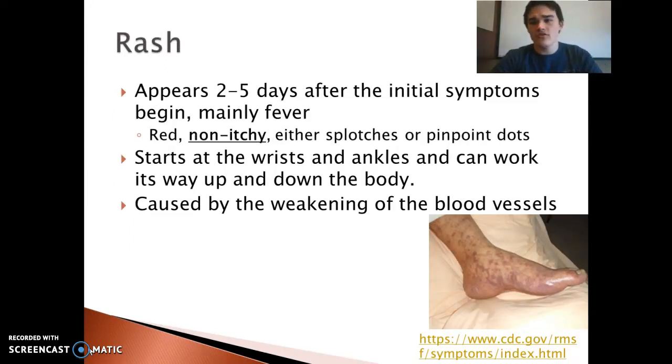The hallmark characteristic of the rash: the rash starts at the extremities, like your wrists and your ankles, and it can work its way down to the fingers and toes, and also up into the trunk or chest of the body. As stated earlier, it is caused by the weakening of blood vessels, and it appears usually 2 to 5 days after you get the fever.